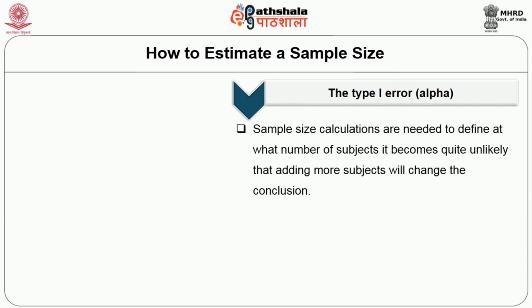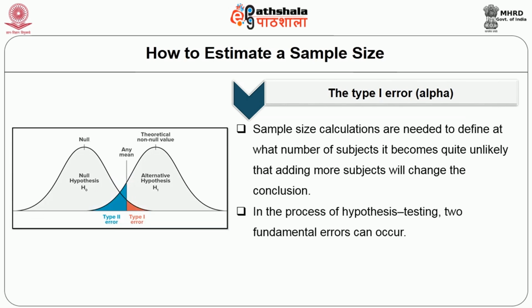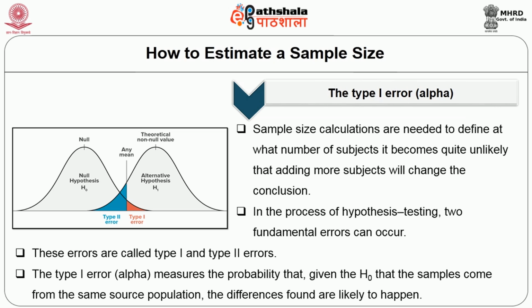Sample size calculations are needed to define at what number of subjects it becomes quite unlikely that adding more subjects will change the conclusion. In the process of hypothesis testing, 2 fundamental errors can occur. These errors are called type 1 and type 2 errors. The type 1 error alpha measures the probability that given the null hypothesis H0, that the samples come from the same source population, the differences found are likely to happen.